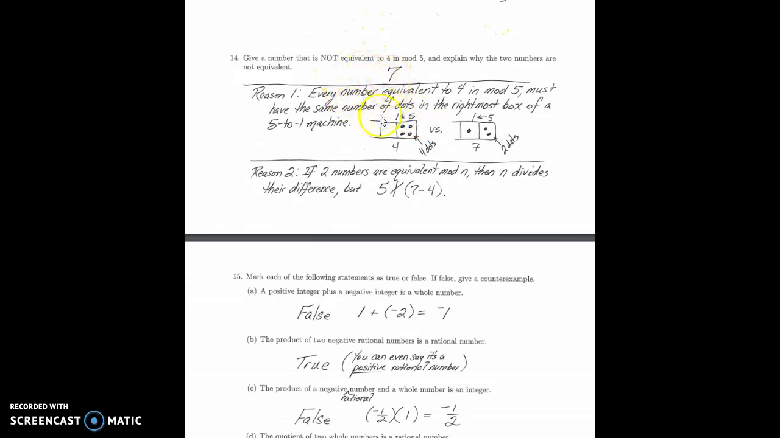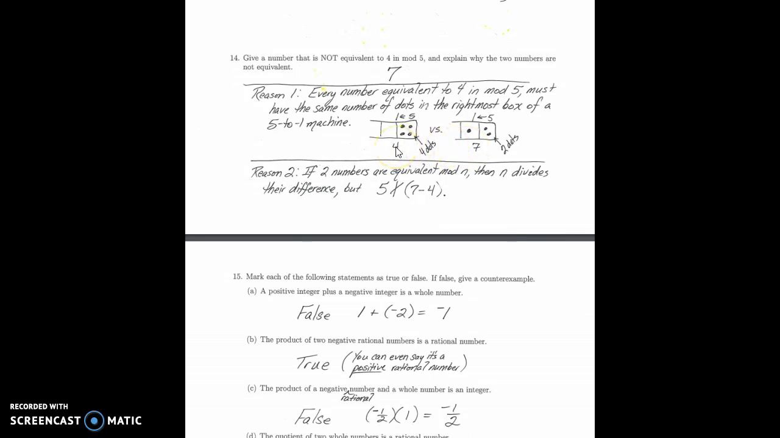Equivalence in a certain mod, you can think of it in 2 ways. If you would put it into the dot machine of whatever that mod number is, and there's the same number of dots in that last compartment, that right compartment, then the 2 numbers would be equivalent. For example, if we added 2 more dots here, then we'd have 4 dots in that right compartment, and that number would be equivalent to 4 in mod 5. So if we added 2 dots there, that would give us the number 9.